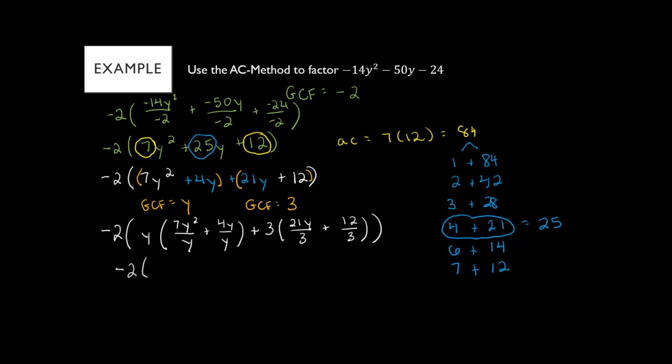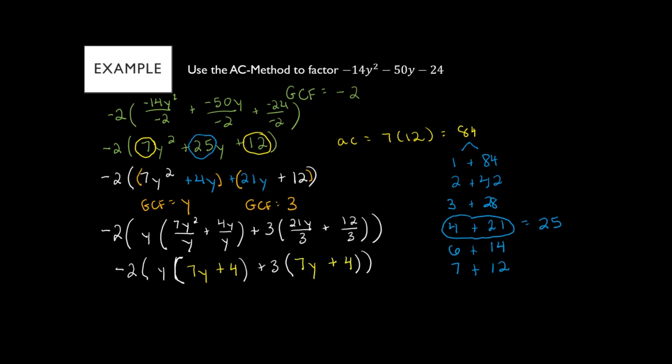So I get a -2 still in front. Keep the first parenthesis. Then I have y and then parenthesis. And when I simplify, 7y squared divided by y is going to give me 7y plus, then the y's will cancel, I'm left with 4. Then I have plus 3, parenthesis, 21 divided by 3 is 7, so I have 7y plus 12 divided by 3 is 4. Close both parentheses. And so now you can see, and I'm going to highlight this, that our binomial factors are matching, which is good.